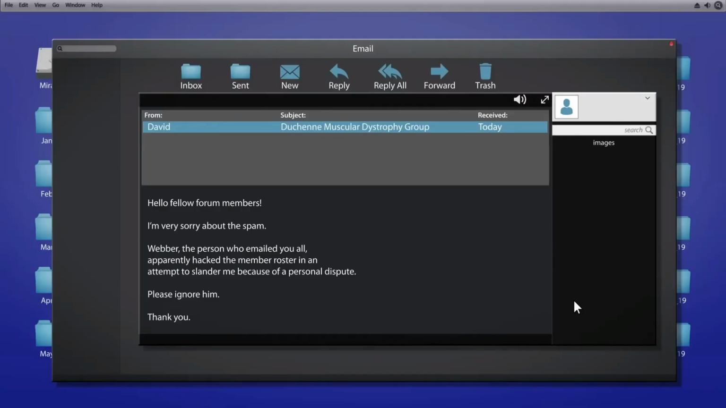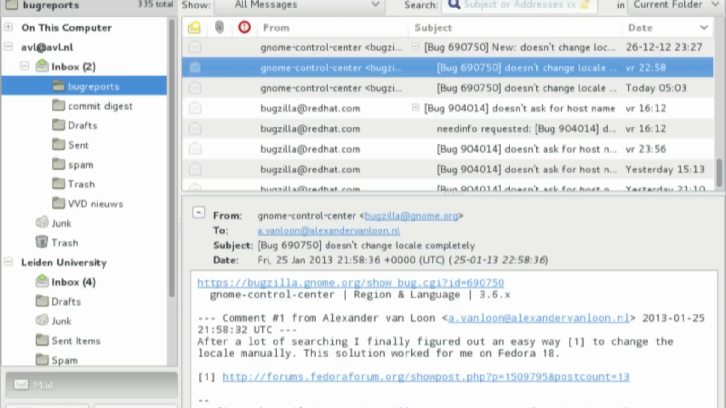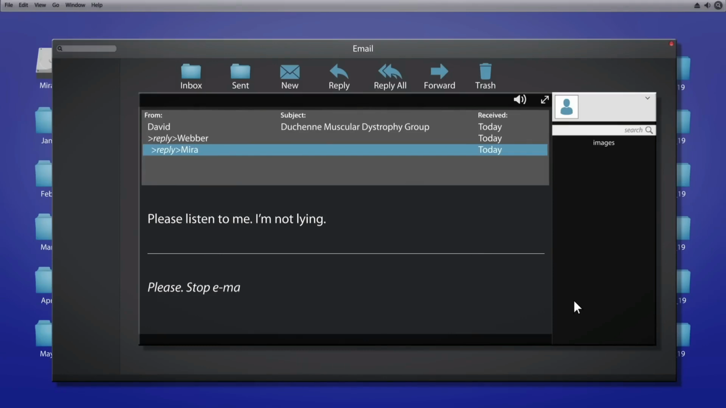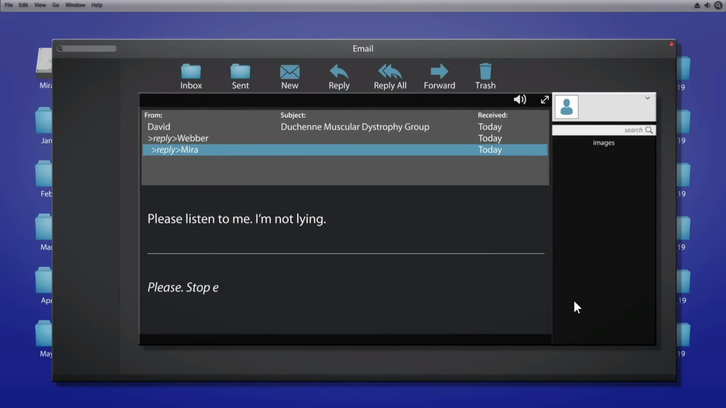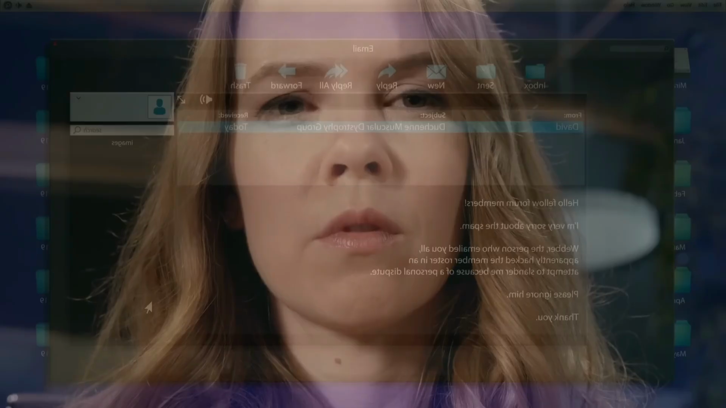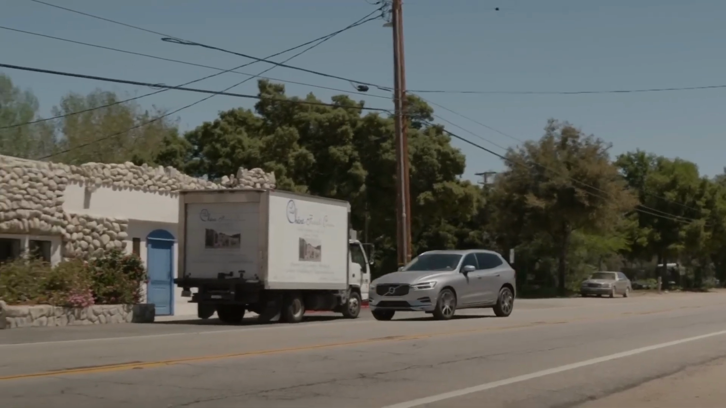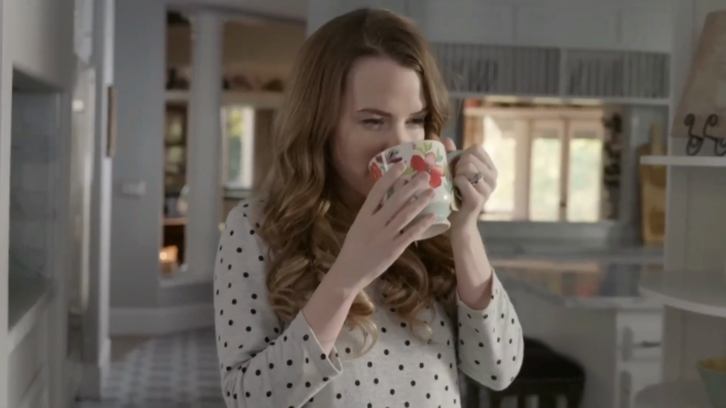Subsequently, she receives an email from David. The email states that the person who is messaging her about me intends to defame her. Then she also receives an email from that individual, who claimed that her son's life is in danger. After reading these two emails, Mira returns home.